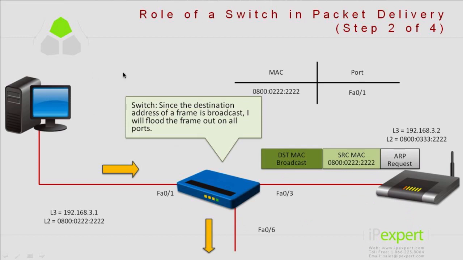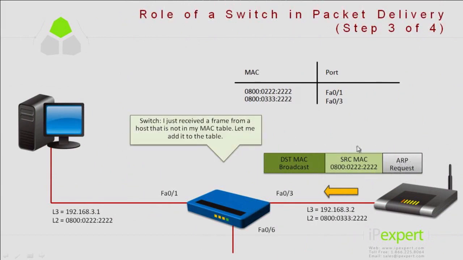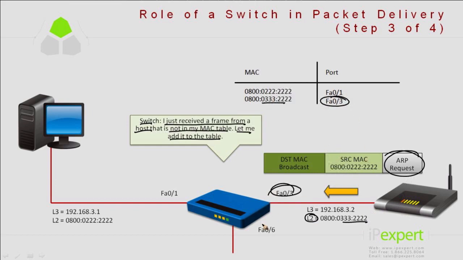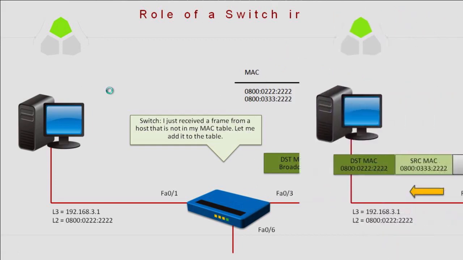Now, we're going to find that the router is going to deal with something. The router is going to reply. It's going to send its own ARP request. So what's going to happen here is the switch says, I just received a frame from a host that is not in my MAC table. It's going to add it to its MAC table. So now the layer 2 information is being built, where this device here is 333.2222 using Fast Ethernet 0/3. Now I have all of the information for the switch, such that the switch can be transparent in this process and pass the data between the devices in question.